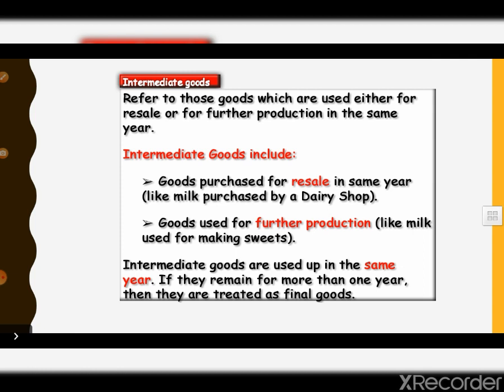For example, milk purchased by a dairy shop. The milk that the dairy shop purchases is meant to be resold. It will be further processed in the production cycle and used for making sweets or other goods, and hence it is an intermediate good.